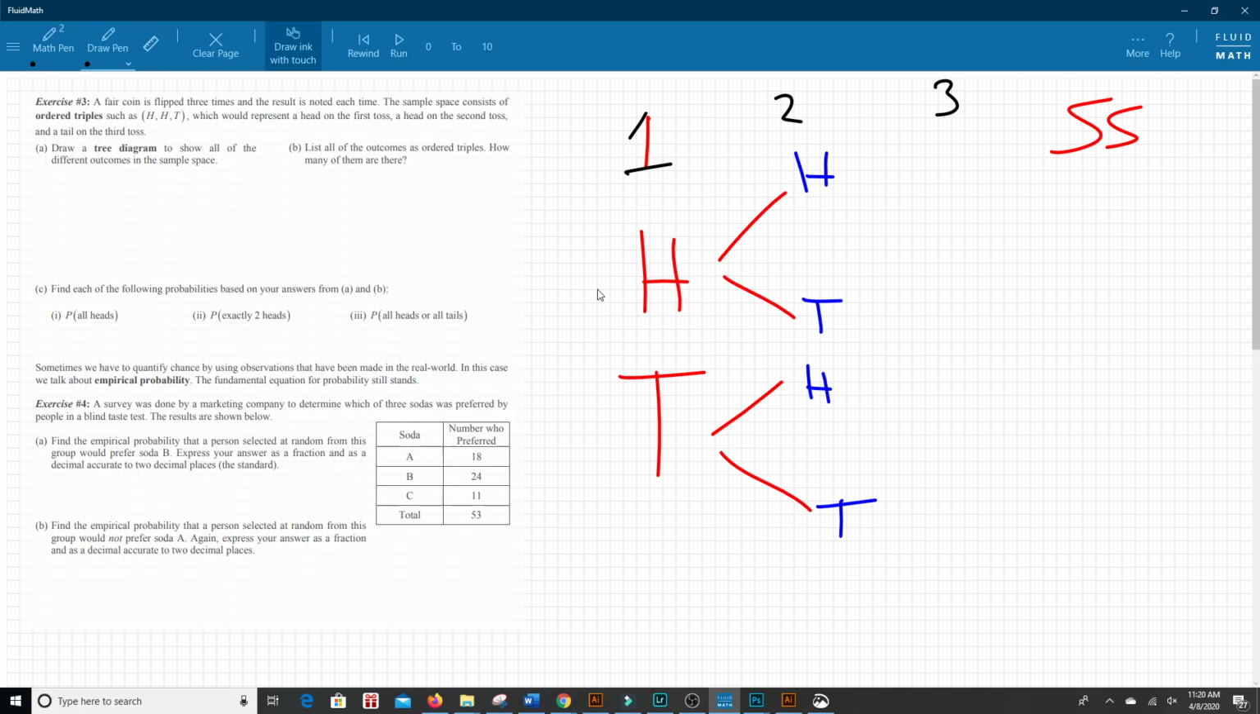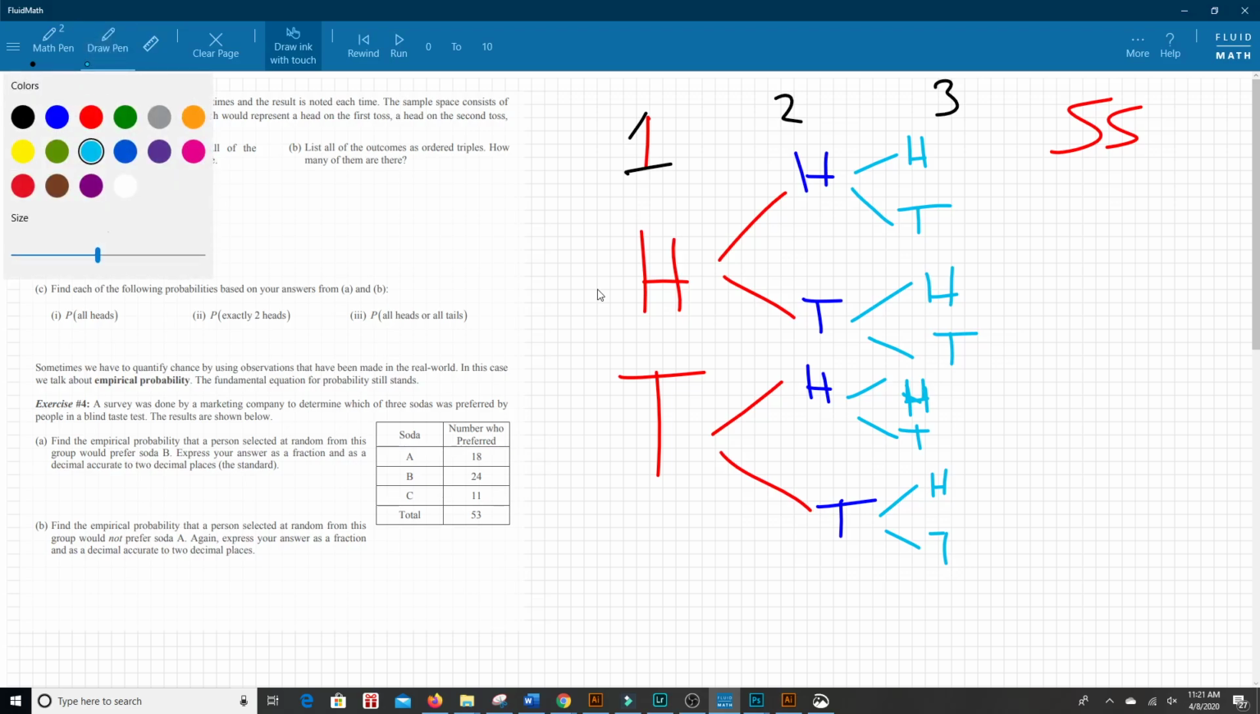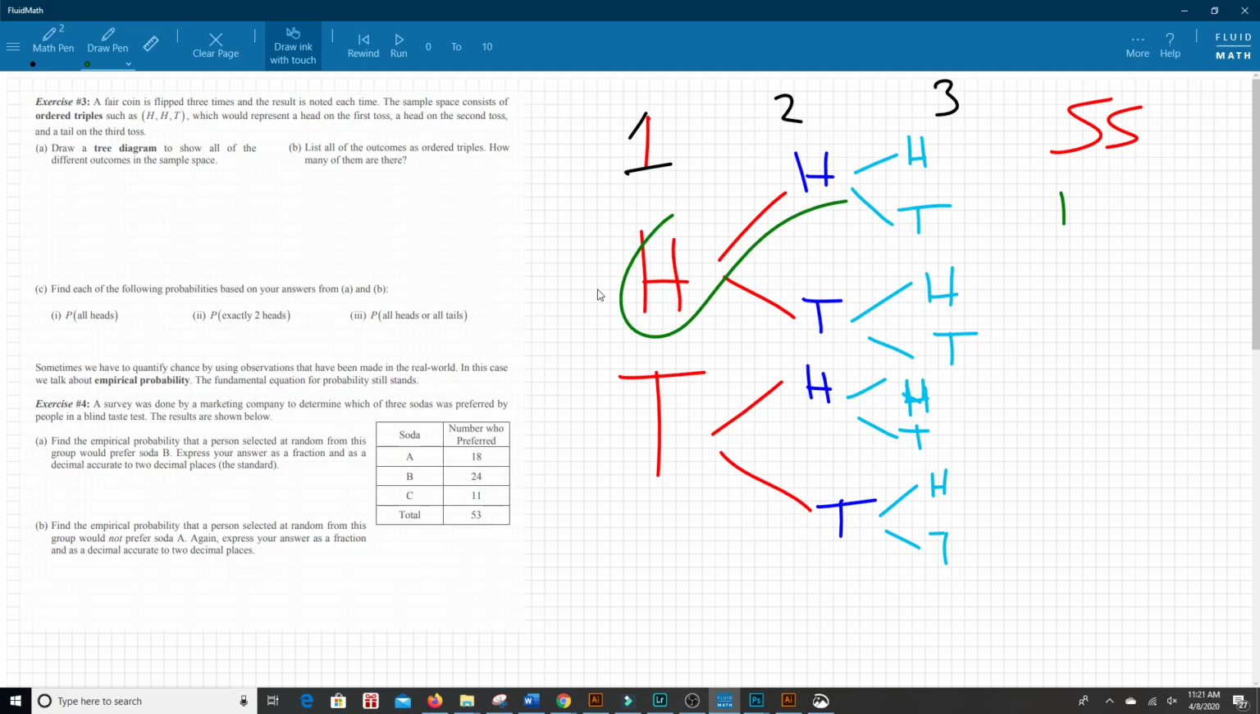These are my possibilities. Now I'm going to do it again for my third, right? So this time I'm going to have, let me use green. This one right here, this one right here. Heads, tails, heads, tails. Right here again, heads, tails, heads, tails. A sample space would be all these right here. And then we have here.